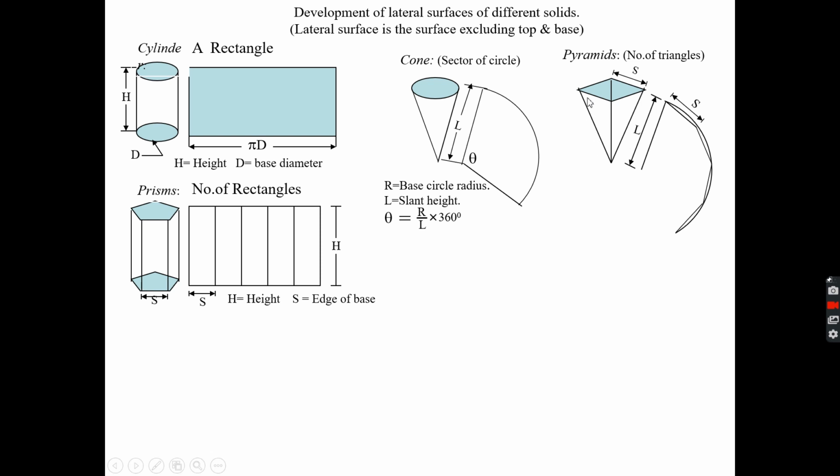Similarly, you can do it depending upon how many lateral surfaces you have. It is a square pyramid, so there are 4 lateral surfaces. If it is a pentagonal pyramid, there will be 5 lateral surfaces. So accordingly, you can cut the arc on the sector of the circle, and you will get the development of the pyramid.